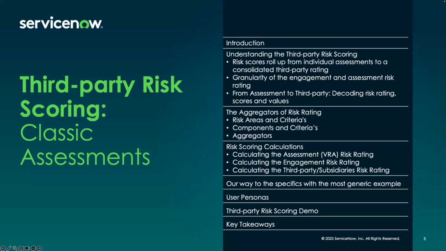From there, we'll talk about the aggregators of risk rating, risk scoring rules. And this includes a detailed discussion of risk areas, components, and criteria that deploy the aggregation logic in the calculations. Then we'll walk through risk scoring calculations in detail, including how the system calculates risk ratings at the assessment level, engagement level, and finally at the overall third party or subsidiary level.